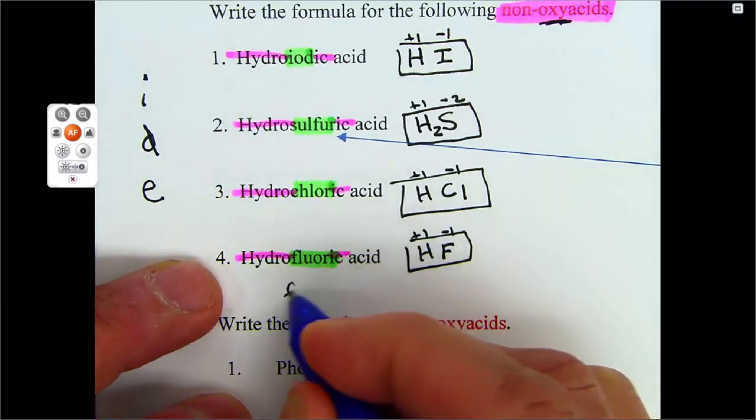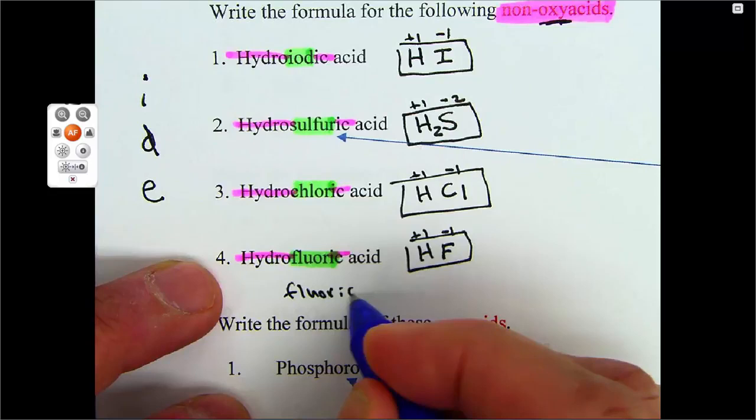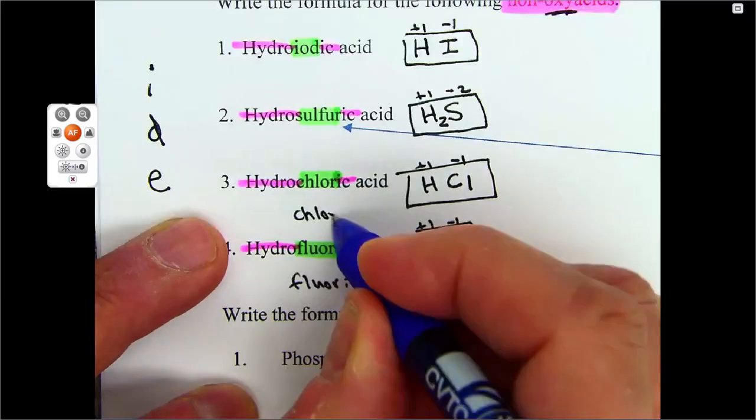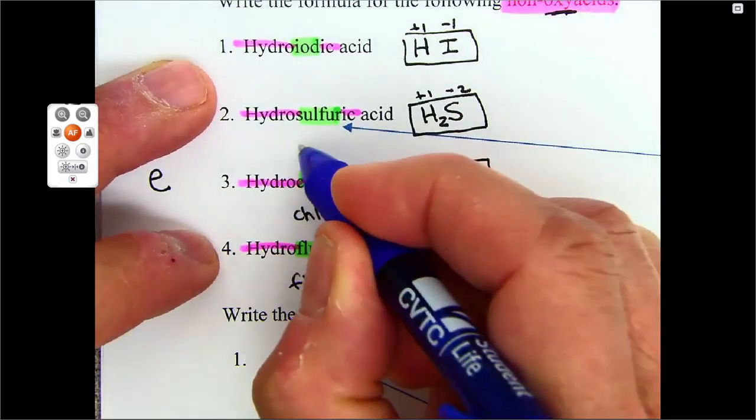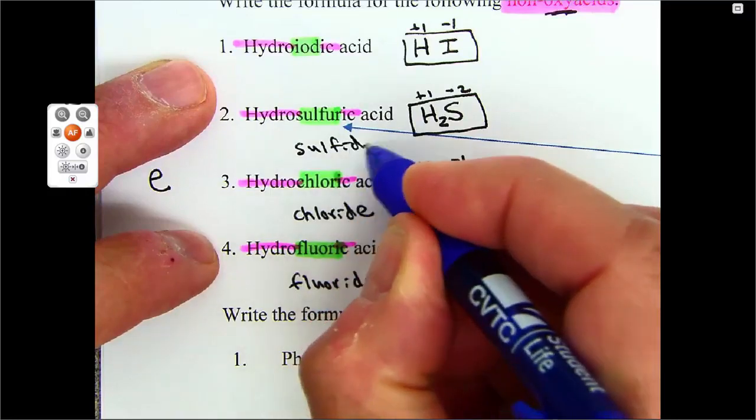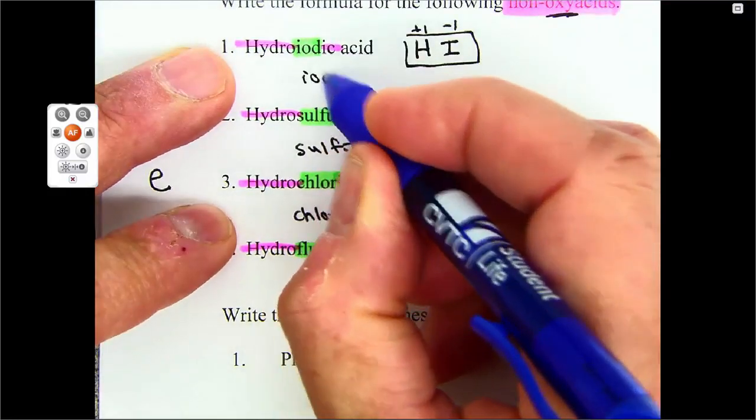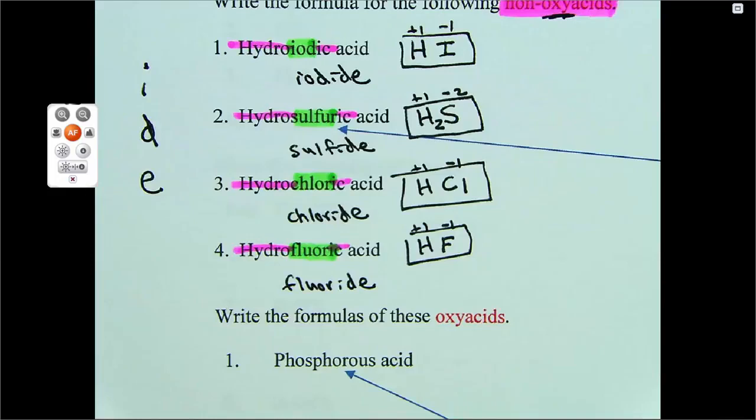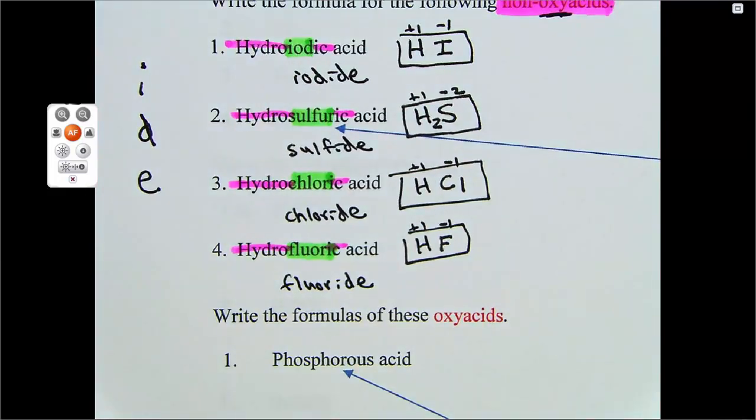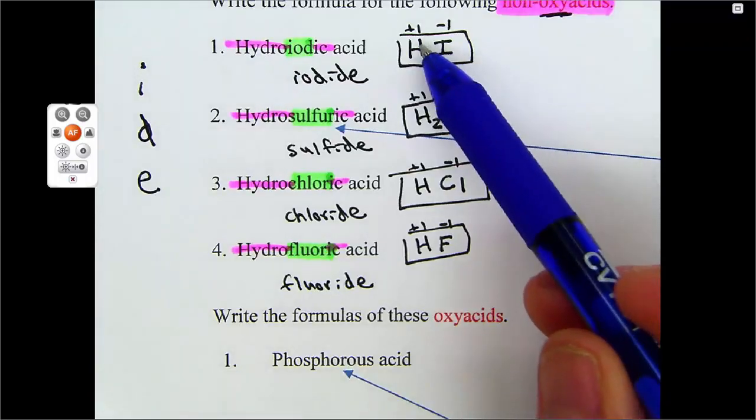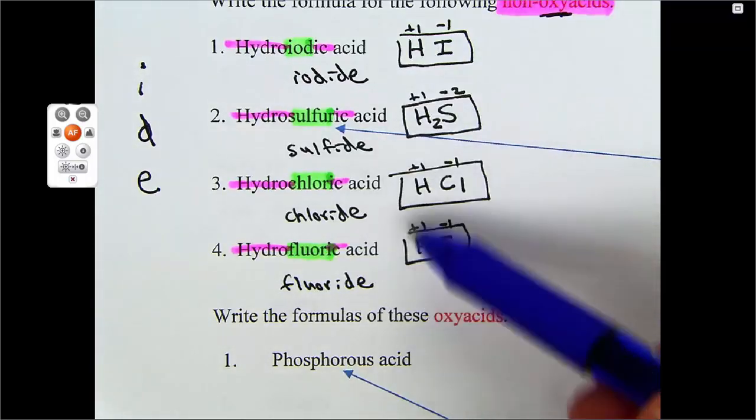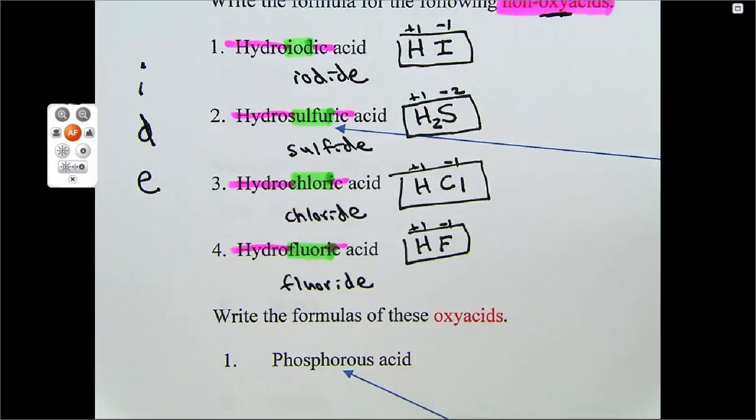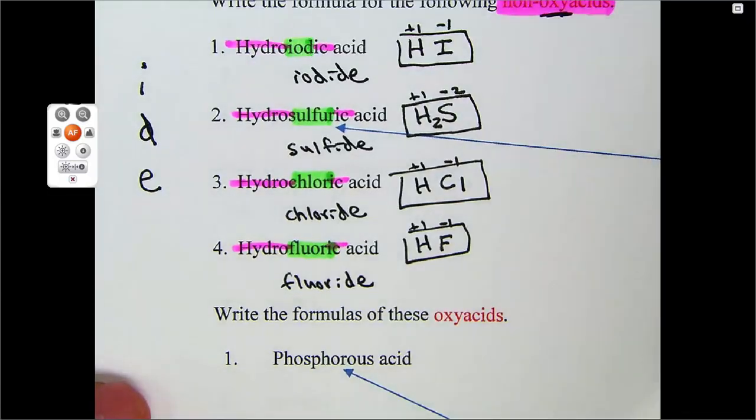Okay, so the negatives: fluoride, chloride, sulfide, and iodide. Okay, again, all these are acids. They start with hydrogen with a positive 1 charge. None of them have oxygen. Now we'll look at some of them that have oxygen.